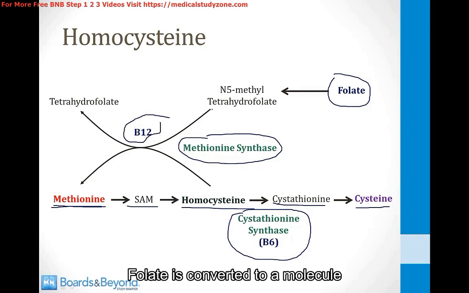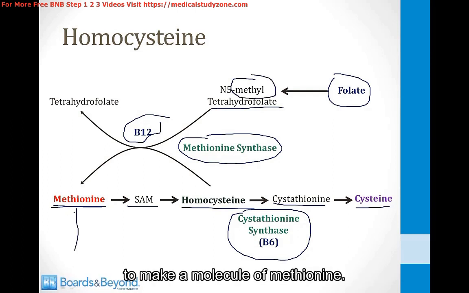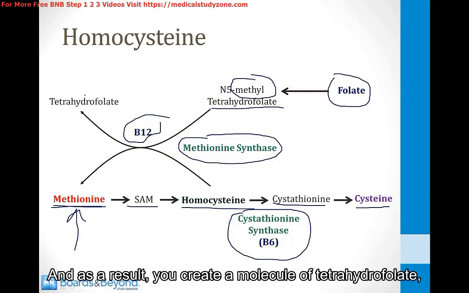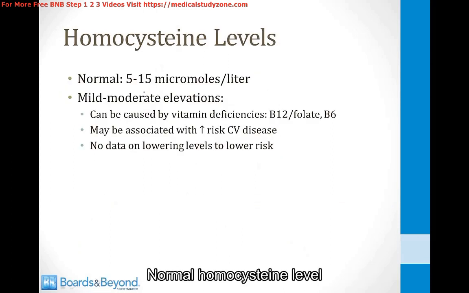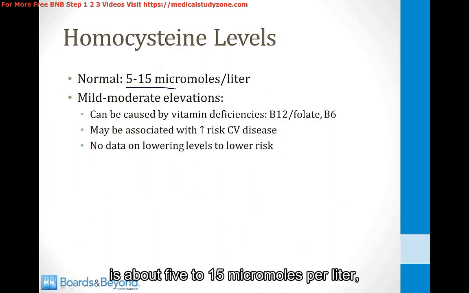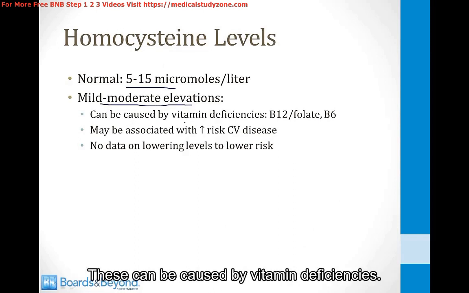Folate is converted to a molecule of N5-methyl tetrahydrofolate, and then this methyl group is given back to homocysteine to make a molecule of methionine, and as a result, you create a molecule of tetrahydrofolate, and this requires vitamin B12 as a cofactor. A normal homocysteine level is about 5 to 15 micromoles per liter, but many patients have mild to moderate elevations. These can be caused by vitamin deficiencies.